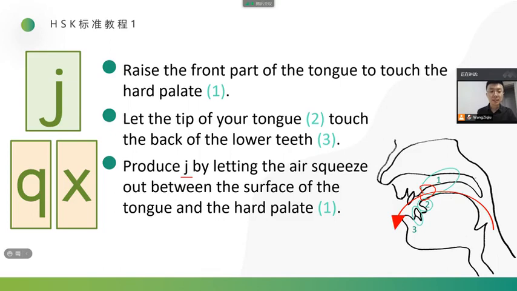Okay, and Qi. How to pronounce Qi? When we pronounce Qi, it's the same as Ji, but when the front of your tongue touches the hard palate, then suddenly open it. Let the airflow rush out from your mouth, not squeeze out. Qi. First block the airflow, then suddenly open it. Move the front of your tongue suddenly. Let the airflow rush out from your mouth. Qi.